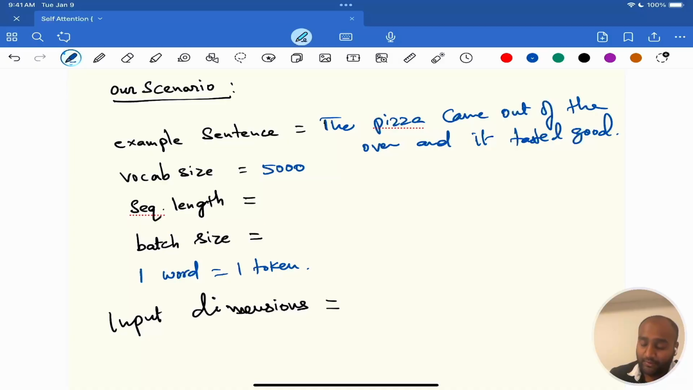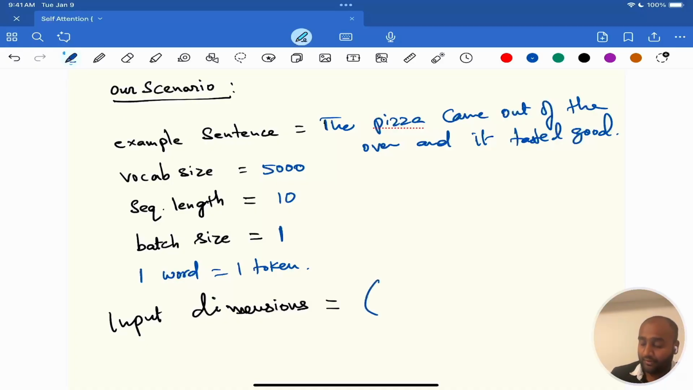We'll take the sequence length the same as the number of words or number of tokens in this example sentence, which is 10. Sequence length is nothing but the number of words. Batch size here we'll be taking as one. Batch size is just how many examples you're going to send to the GPU for processing at once. So this is just a toy scenario, so one batch size should be fine.